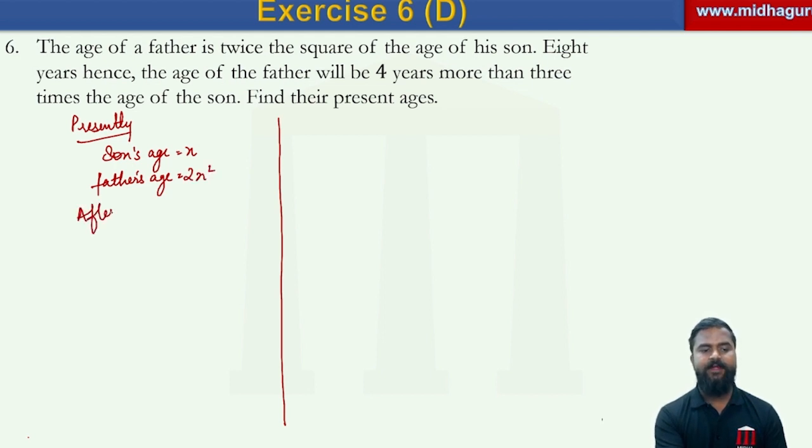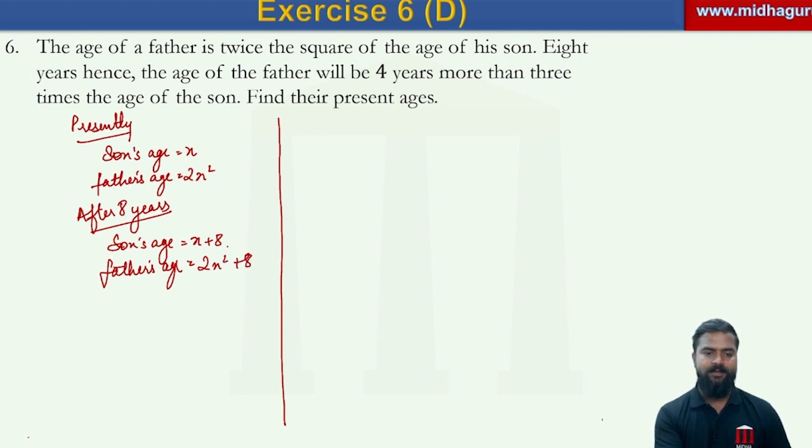It says after 8 years. So after 8 years, what will happen to their ages? Son's age will be x plus 8 years. Similarly, the father's age will be 2x squared, which was his original age, plus 8 years. So now according to the question, the relationship says that the father's age after 8 years is 3 times that of his son's age increased by 4. 4 years more than 3 times the age of his son.